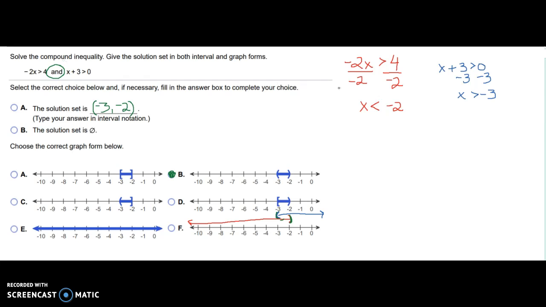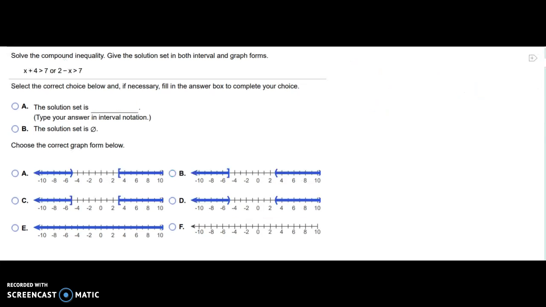For the next problem, it says "or." So it's pretty much the same problem except it has the word "or." So again, I'm going to solve each one separately. The first one is x plus 4 is greater than 7. I'm going to subtract 4, solve it just like an equation, and x is greater than 3.